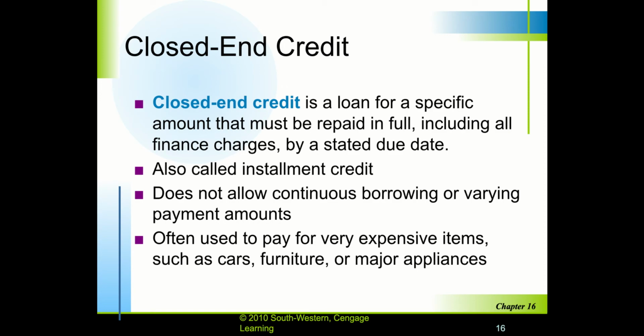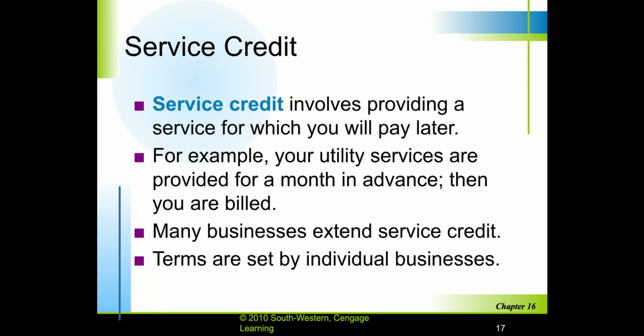It's often used to pay for really expensive items. So if you get a car, you are going to be getting credit, usually from a bank or from a car dealership, that perhaps is $10,000, and you have to pay that $10,000 off by a certain date. Same thing if you're buying maybe furniture or major appliances for your home.